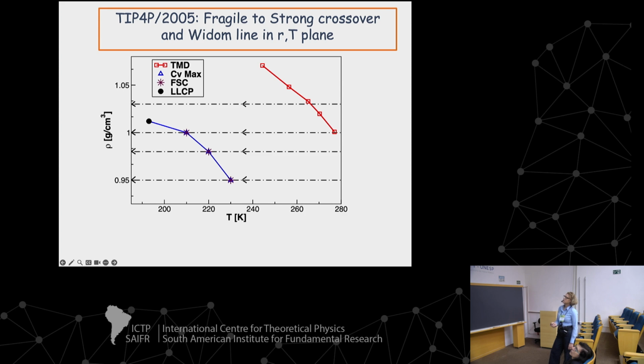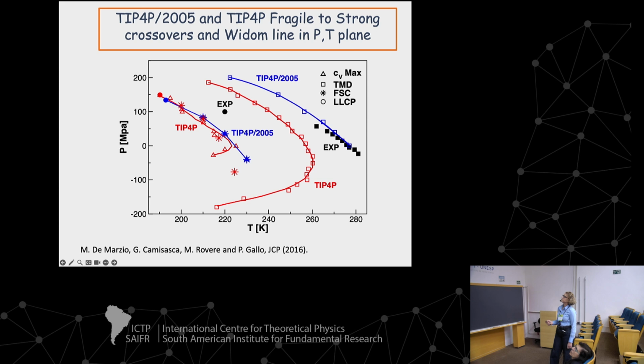Then we did this, and we found no fragile to strong crossover, but as you see, this one doesn't cross the Widom line, okay? This is the phase diagram that we found for bulk TIP4P/2005 water. This is the temperature of maximum density line. This is the bulk.